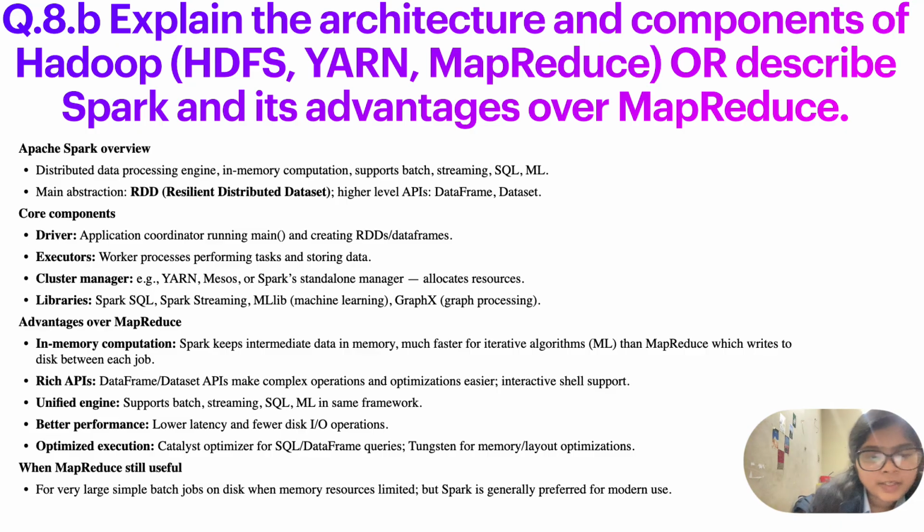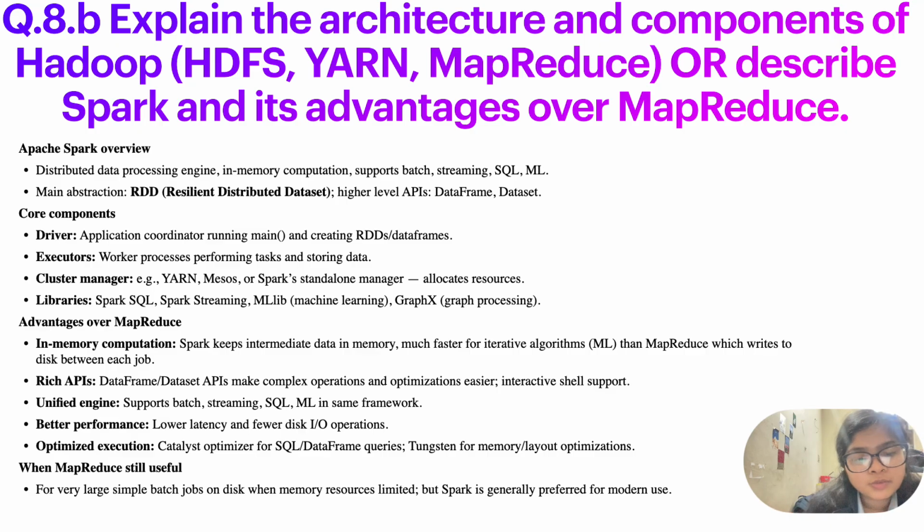Its advantage over MapReduce is that it performs in-memory computation, which is faster. Spark keeps intermediate data in memory, which is much faster for iterative ML algorithms, while MapReduce writes to disk between each job, so it takes more time. Rich APIs, DataFrames or Datasets, make complex operations and optimizations easier. Interactive shell support, and a unified engine that supports batch, streaming, SQL, and ML in the same framework.